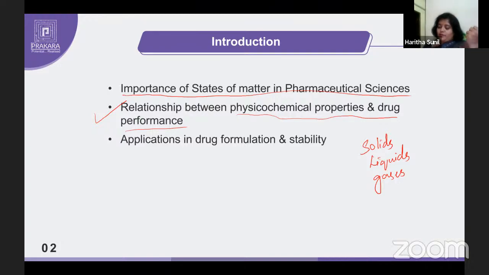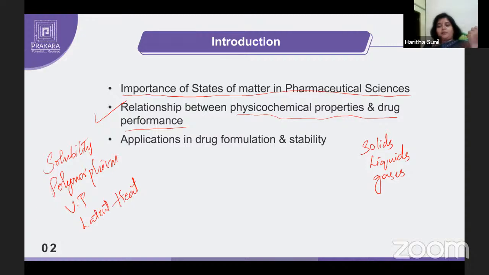The physicochemical properties that we have are solubility, polymorphism, vapor pressure, and latent heat. These are the various physicochemical parameters that we have, and we will discuss each in the following slides. However, solubility affects how well a drug dissolves in the body fluids, which influences the absorption and finally the bioavailability.